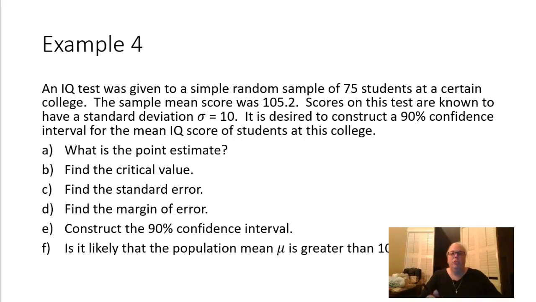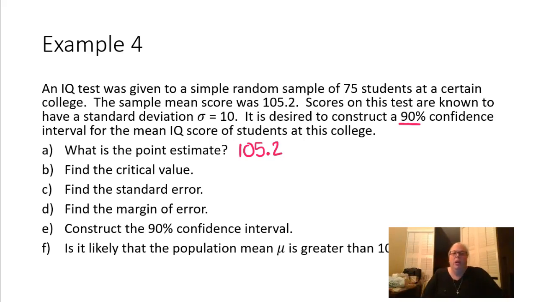And we can be pretty sure, in this case 90% sure, that the mean for the actual population for the college itself is going to fall between two particular numbers. Okay, and it's going to involve this 105.2 here. So our point estimate is going to be our sample mean, which in this case is the 105.2.